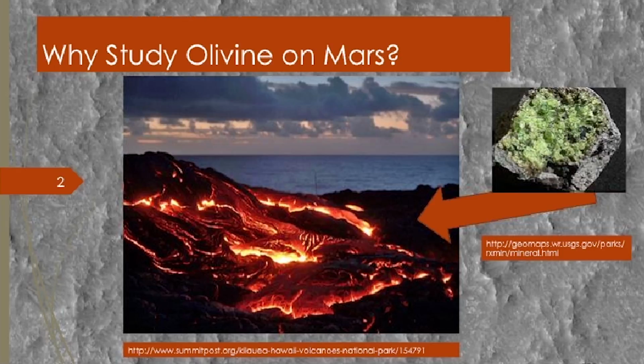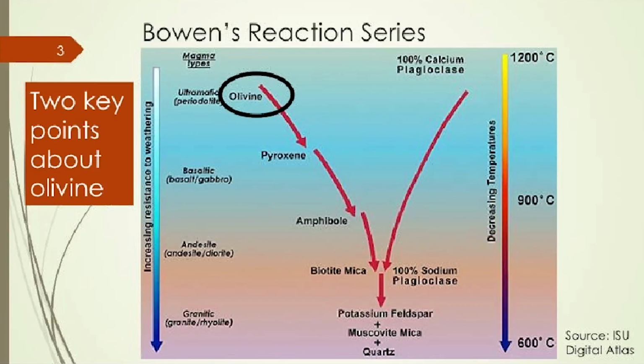An interesting point about basalt is that you can find olivine in it, which is a unique mineral for several reasons. I have an image right there that shows what olivine looks like. It has kind of a green-yellow color. It's kind of cool. So what makes olivine important on Mars is two important factors.